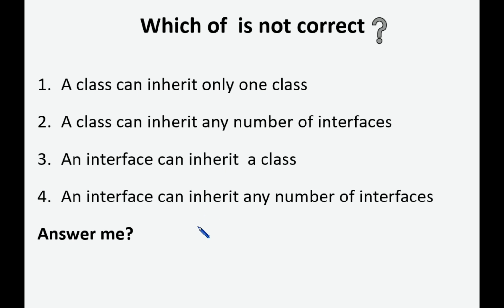Not option 4, so it is option 3 here. Option 3 is an interface can inherit a class, which is not possible. We can inherit only other interfaces. An interface can inherit only other interfaces. The reverse is not possible, an interface cannot inherit a class. So this option 3 is not correct here.